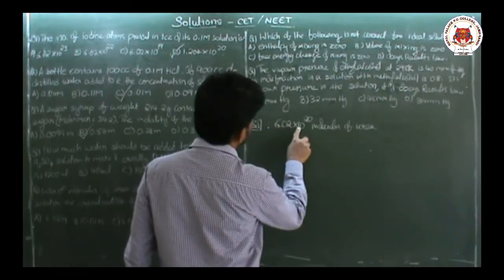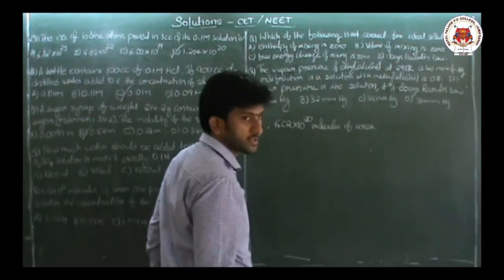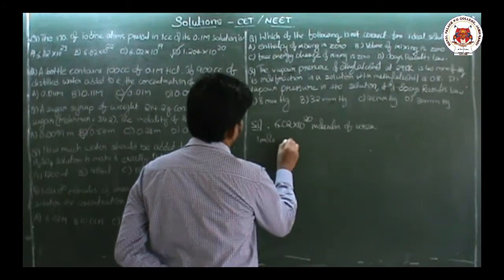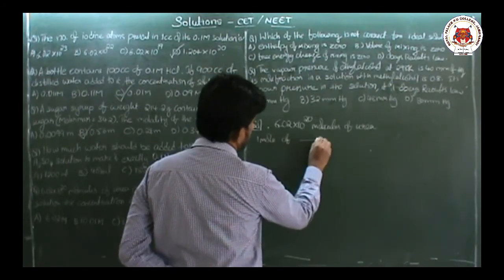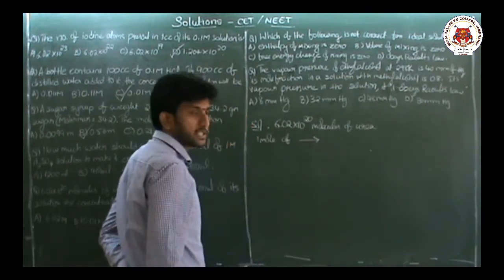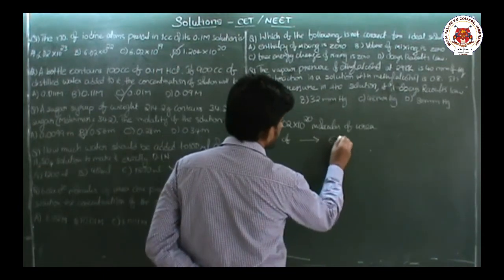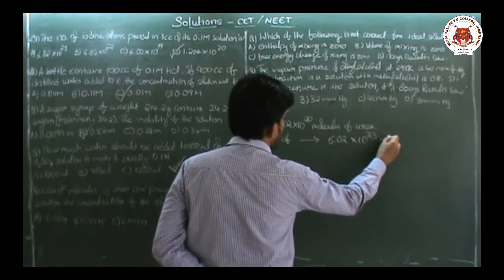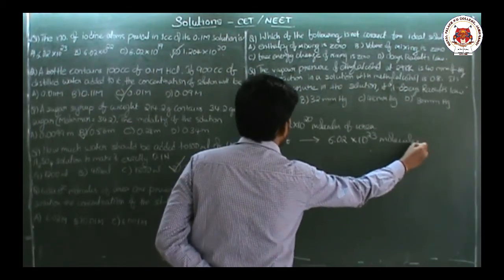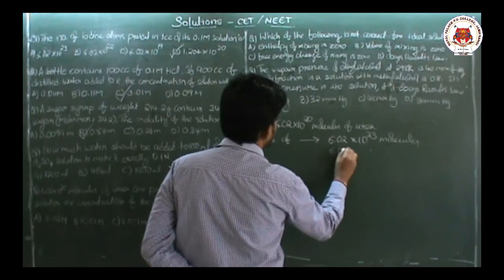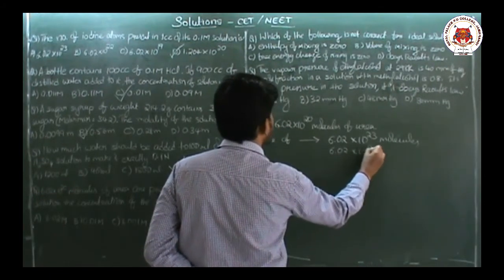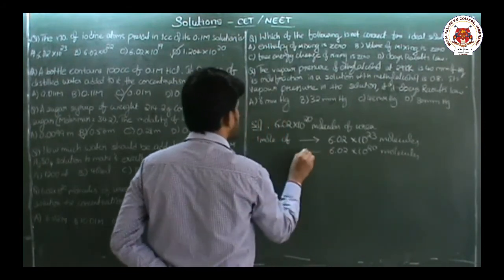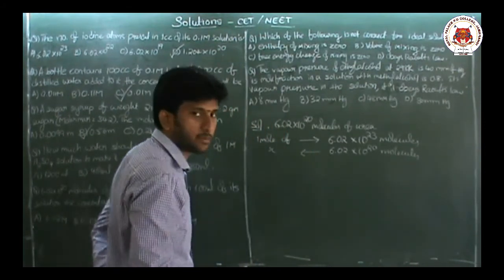We have 6.02 into 10 to the power of 20 molecules. Basically, what is 1 mole of substance here? 1 mole of any substance contains 6.02 into 10 to the power of 23 molecules, right? But in the question only 6.02 into 10 to the power of 20 molecules are there. That means this many molecules will be equal to how many moles? First we'll calculate the moles.